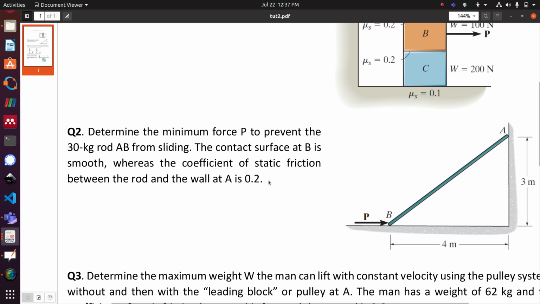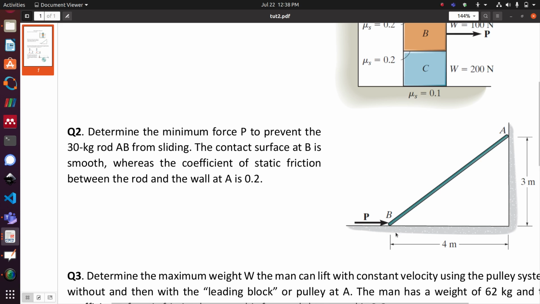Now the question here is to find the minimum force P required to prevent the rod from sliding. So if the force P is 0 here, the rod will probably slide down very easily, right? And if you want it to remain there, you have to apply an external force P here. Now the question here is, what is that force?